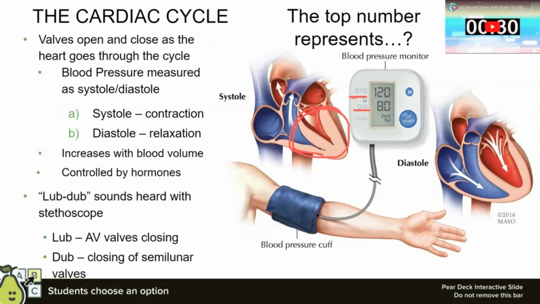So what is the top number? It's the systolic number, and it is when your heart is actively pumping. The diastolic is still pressure exerted on your blood vessels when your heart is more relaxed.